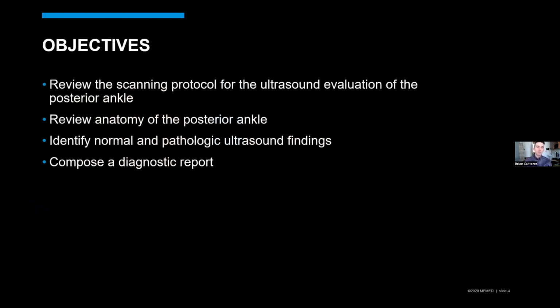The objectives for this morning are to first review the scanning protocol for the ultrasound evaluation of the posterior ankle, in the context of a case of retrocalcaneal bursitis. Along the way, we'll review the anatomy of the posterior ankle relevant to said ultrasound images, talk about some normal and pathologic ultrasound findings, and then work on composing a diagnostic report.